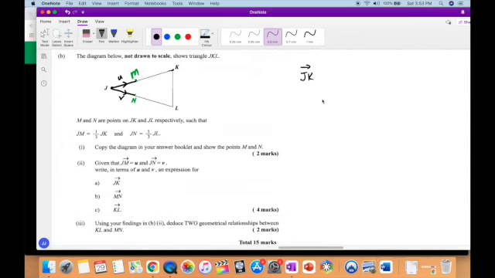So JK in terms of U and V. Let me hear you. 3 times U. Right, so 3 times JM, eh? Yeah. Which is 3U, and that is it. Alright? That is all. Alright?